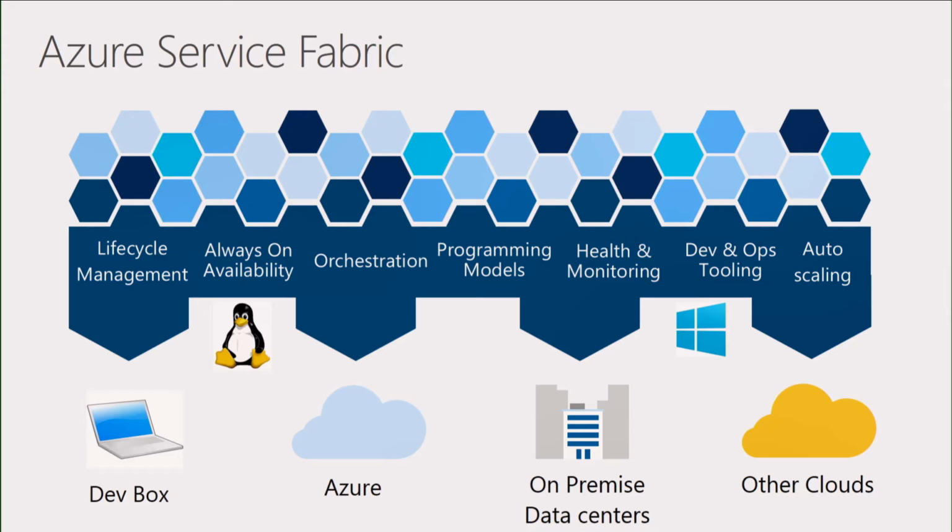It runs on both Windows and on Linux. Just a couple weeks ago, we announced the preview of Service Fabric running on Linux. We also allow you to deploy it anywhere. So you can deploy it on-premise, in Azure, even in other clouds. So it really gives you a portable model for how you build these applications and deploy them. Just today, we announced that Service Fabric has GA'd on Windows Server. With that, I'm going to quickly hand over to Anand so he can give you a quick demo of Service Fabric.